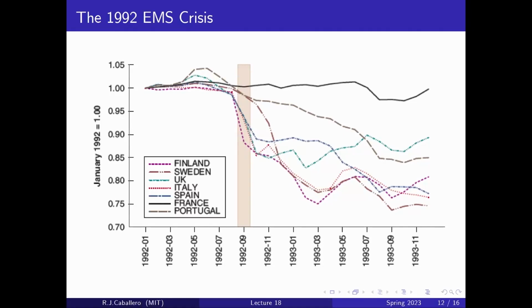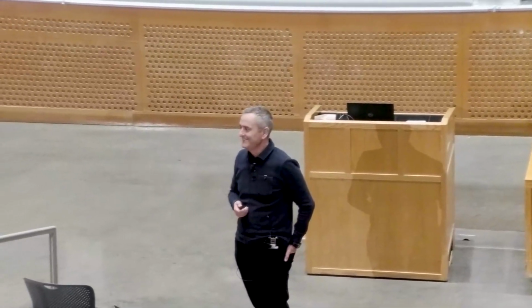Now, here, the whole system came under a speculative attack. What happened around there? You probably have no idea. Maybe like the end of the Cold War? Well, it's really linked to that, yes. It's the German reunification.